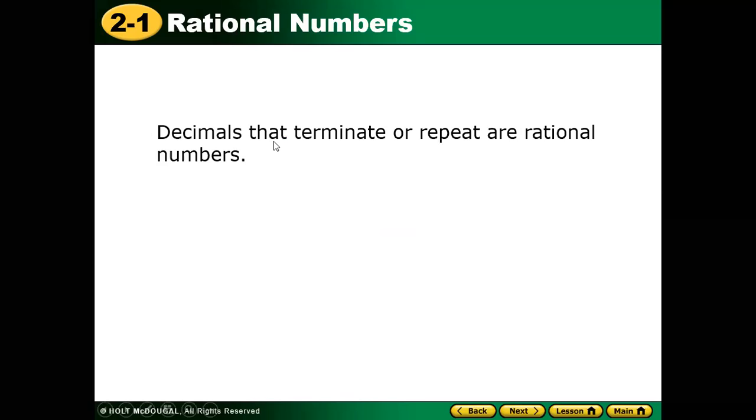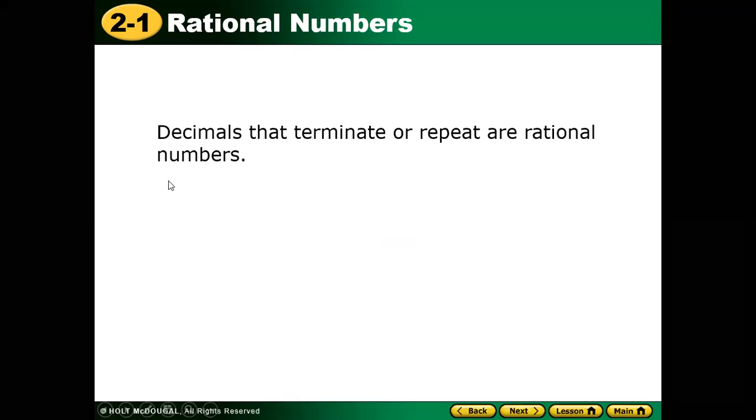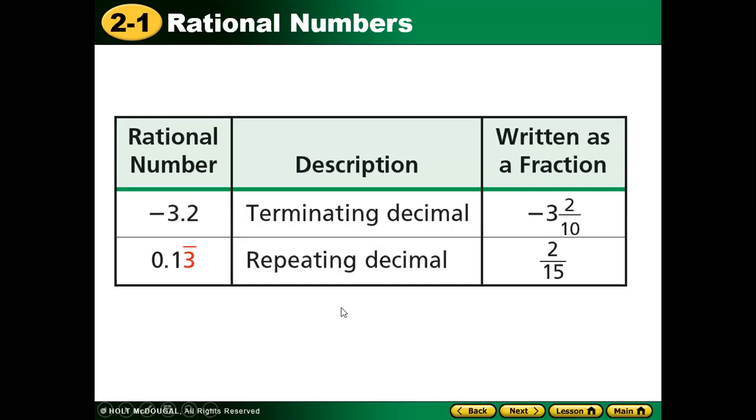Now we have decimals. Decimals that terminate or repeat are rational. We explained this yesterday, but let me give you a quick idea about it again. To write a terminating decimal as a fraction, identify the place value of the digit farthest to the right, then write all the digits after the decimal point as a numerator with the place value as the denominator.